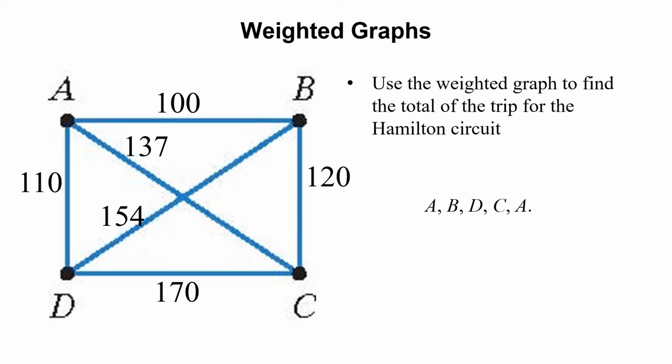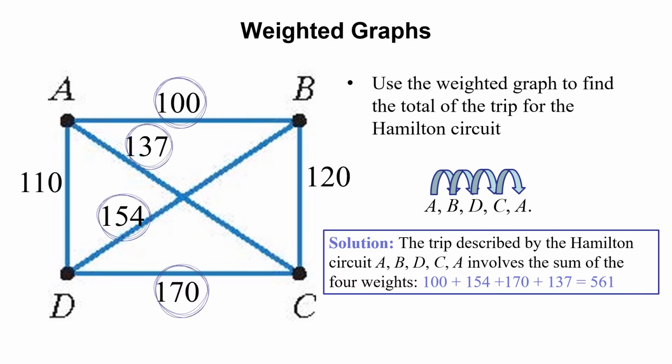For example, if we took this Hamilton circuit A, B, D, C, A, and I'm trying to find the cost of that Hamilton circuit, first the cost from A to B is 100, then the cost from B to D is 154, the cost from D to C is 170, and the cost from C to A is 137. Therefore, the total cost of my Hamilton circuit is going to be 561. So we add all the weights.